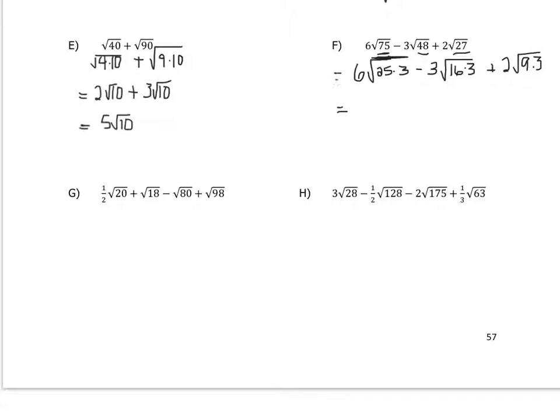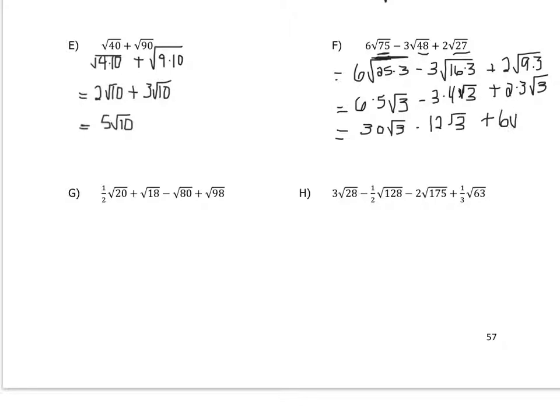So that would give you 6 square root of 25 comes out as 5, and you're left with just the 3 under the root sign. And the square root of 16 comes out as a 4. And so you're left with just the 3 under the root sign. And then the last one, the square root of 9 comes out as a 3, and you're left with just that 3 under the root sign. So we have 30, 6 times 5 is 30, root 3, minus 12 root 3, plus 6 root 3.